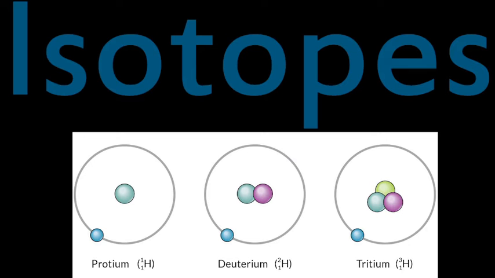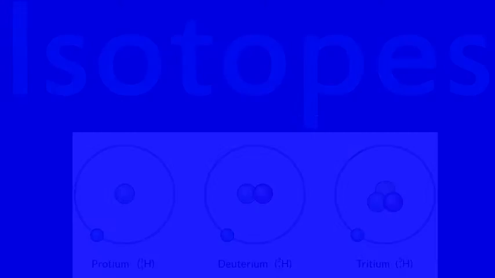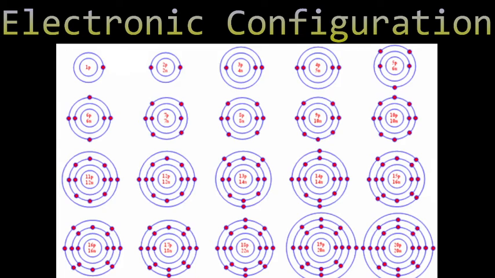Now, the electronic configuration. The arrangement of electrons in an atom of an element is called the electronic configuration of the element. The study of atoms by Niels Bohr and others has shown that electrons move around the nucleus in fixed paths called orbits. They cannot move randomly. Each orbit corresponds to a certain energy level.